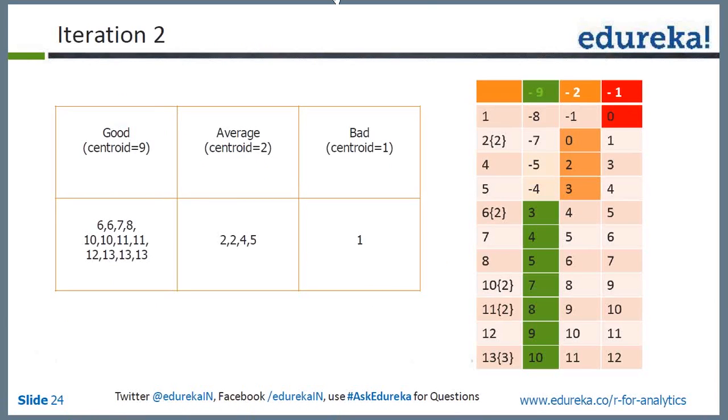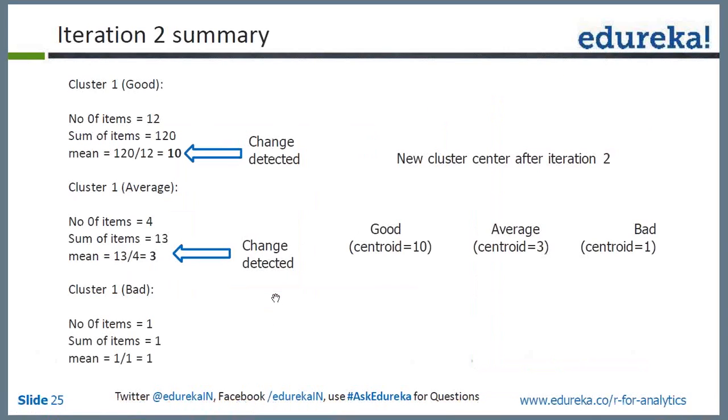Going back to the second iteration, we need to keep repeating until all the centers have no movement, or the movement is very insignificant. That's when we stop it. Again we do this based on the centroid 9, and how many are there? 12 here, 4 here, 1 here. We keep doing this.